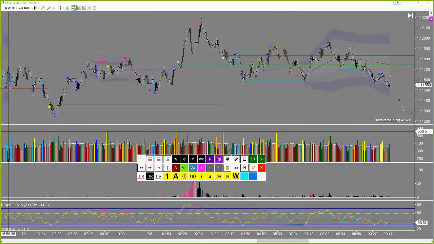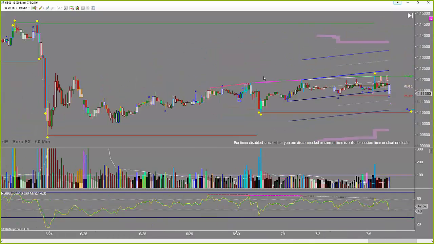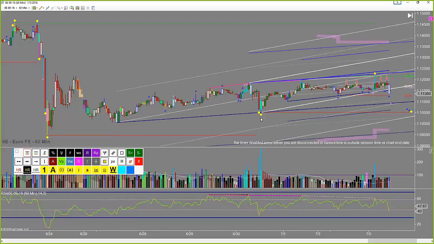Let's actually go back to the big hourly chart. All right, so we've got triple divergence. This is clearly corrective action. This is a long and drawn out complex correction. We've been tracing out within a channel for the entire length of this massive correction.